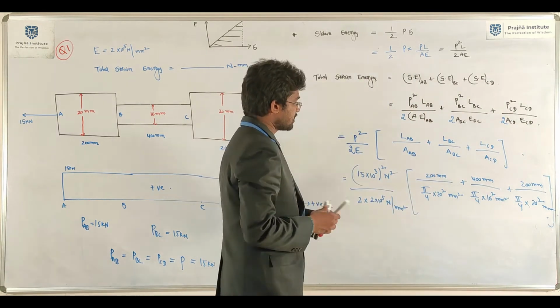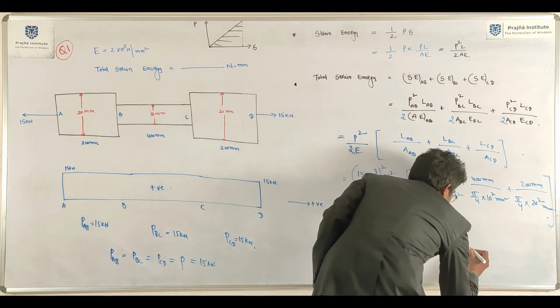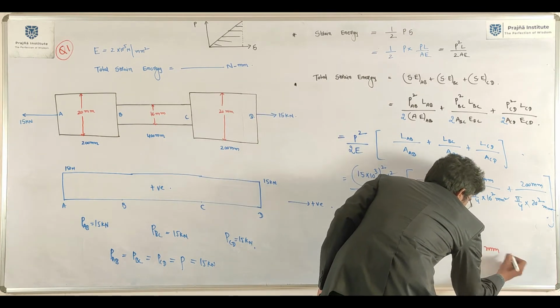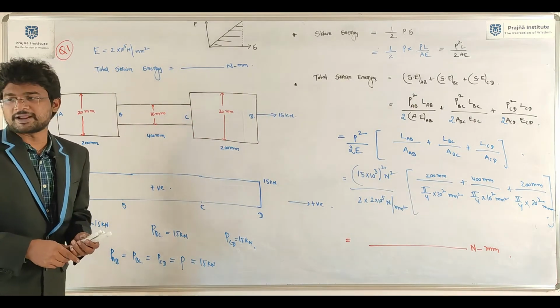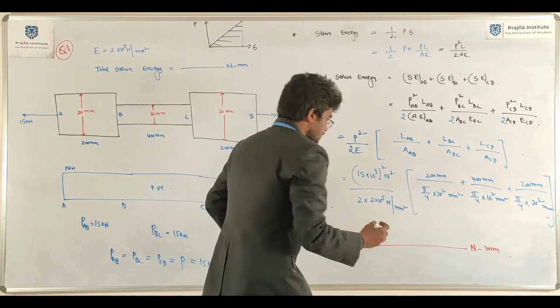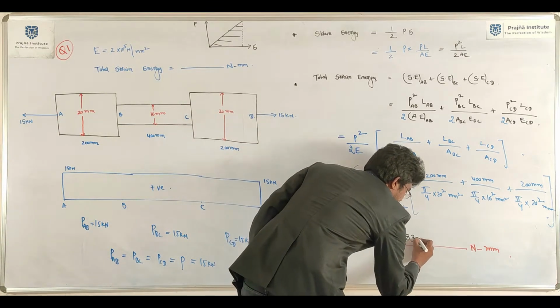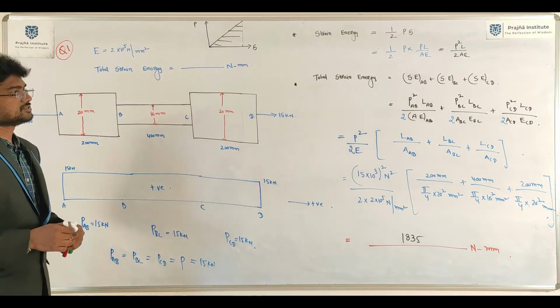Newton gets cancelled out. Mm square gets cancelled out. Finally, we'll get the answer in terms of Newton mm. How much is this? Tell me, how much are you getting? Check it out. We'll get 1835 Newton mm. Check it once.